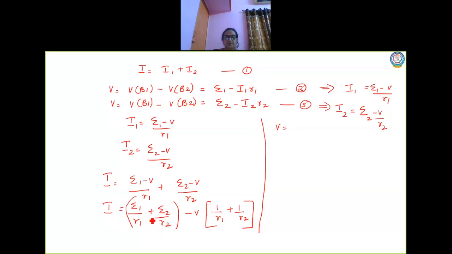Okay, now the simplification part of it. After simplification, I will bring this V to the left side, take I to the right side. Then I have the equation V is equal to psi1 R2 plus psi 2 R1 by R1 plus R2, okay, minus I into R1 R2 by R1 plus R2.